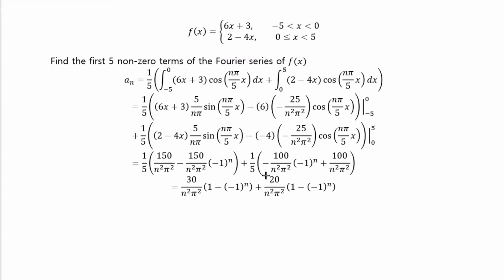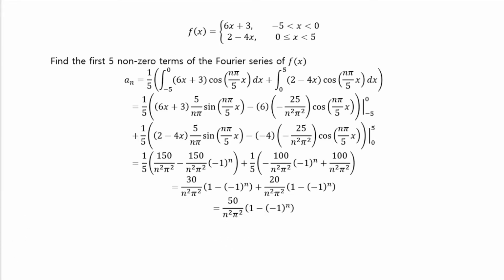And what I just did was I can switch places, right? So I switch places, and 100 divided by 5 is 20. And because they both have 20 over n squared pi squared, I can factor that out. So this is what I get. Same thing over here. 150 divided by 5 is 30. They both have n squared pi squared, and if I factor it out, you get 1 minus negative 1 to the nth power. And if you look at this, you see that this and this is common, so these two terms are like terms. All you have to do is add 30 and 20, and that's your answer for AN.